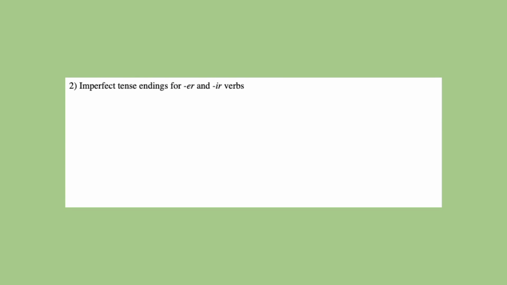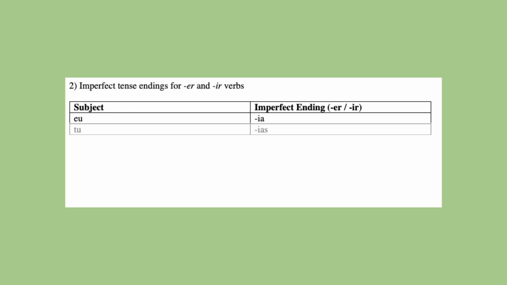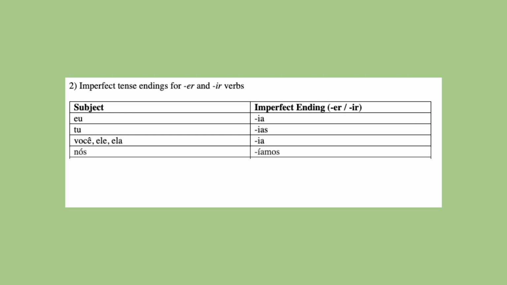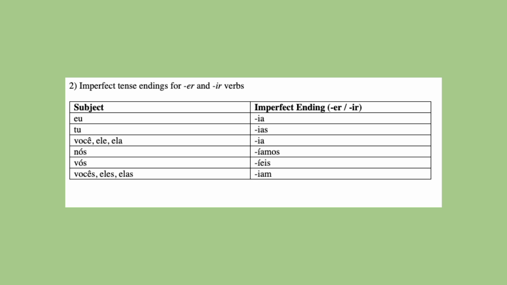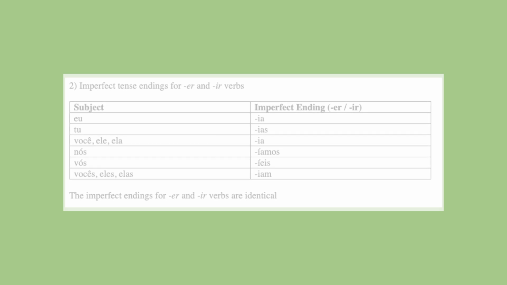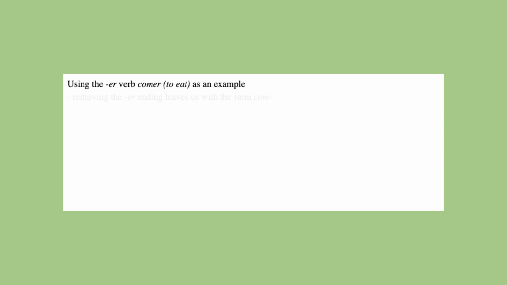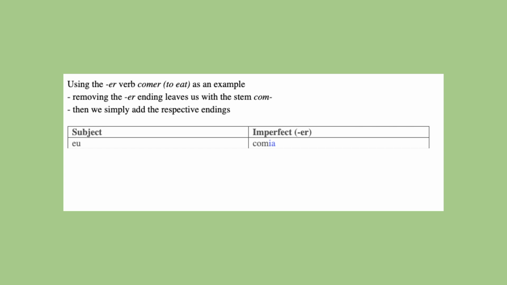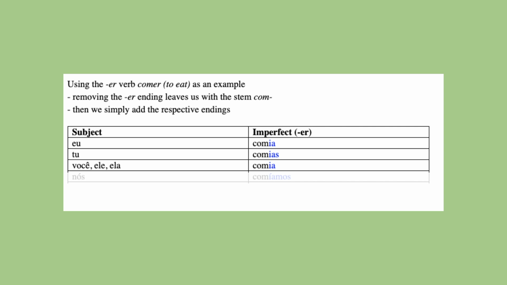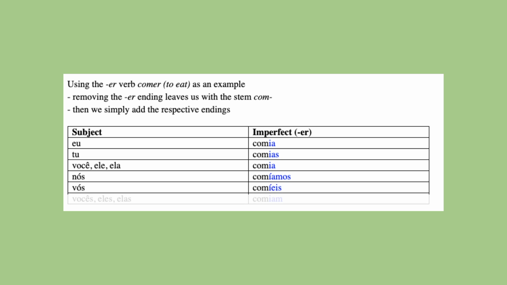ER and IR verbs share one common set of imperfect endings. Ia, ias, ia, íamos, íeis, iam. For the verb comer, we remove the ER ending, giving us a stem com, and to this we add the respective imperfect endings. Comia, comias, comia, comíamos, comíeis, comiam.